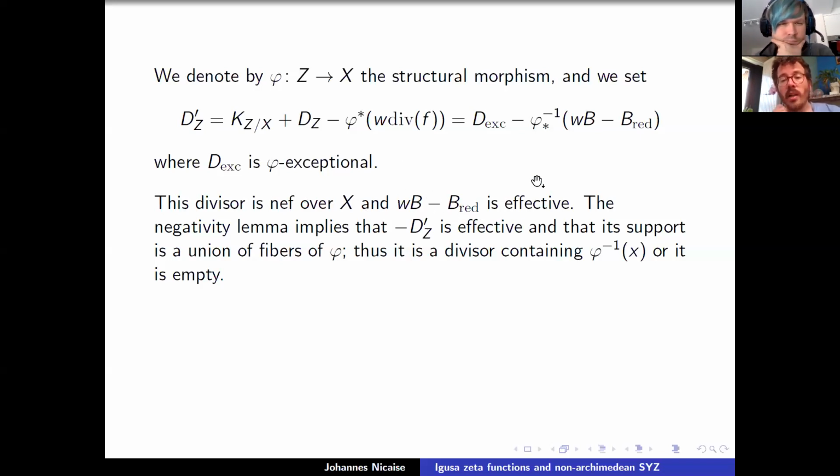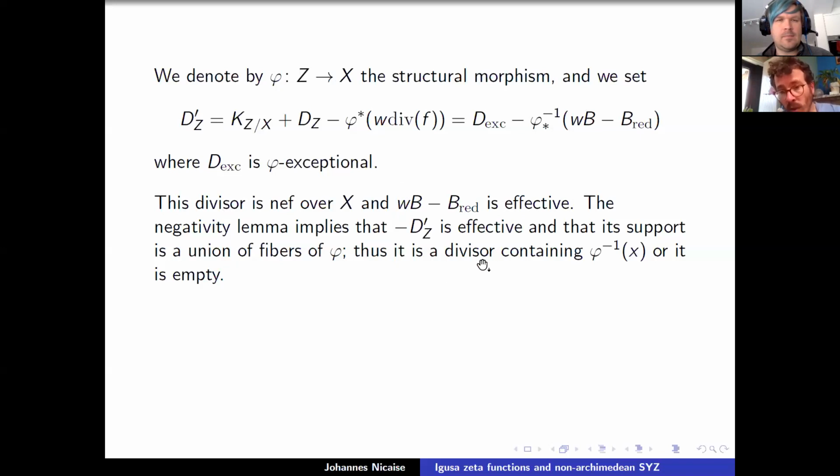So now we can apply one of the key technical lemmas in the MMP, which is called the negativity lemma. This negativity lemma implies that minus dz prime must be effective, and that its support must be a union of fibers of phi, of the morphism from Z to X. And so we know that it's a divisor. So either it must be a divisor containing phi minus 1 of X, or it must be empty.